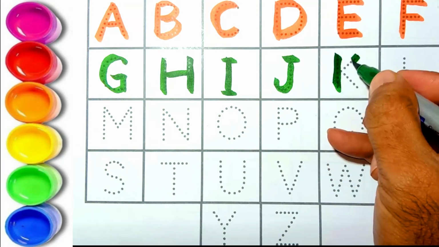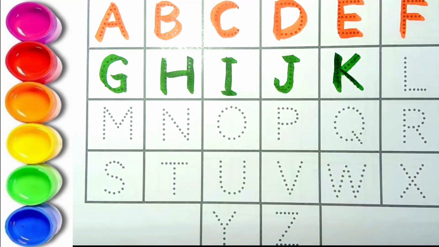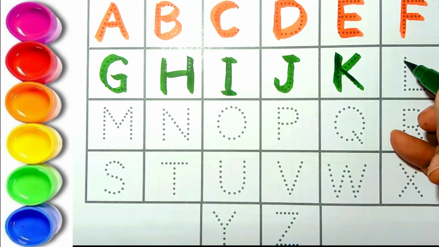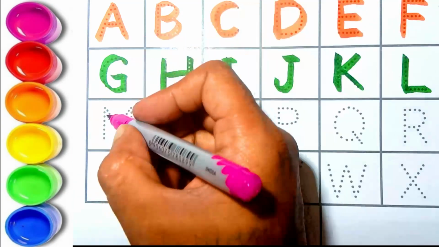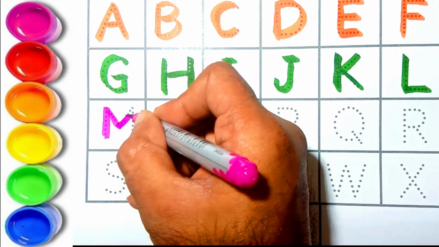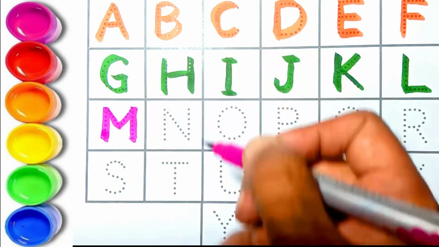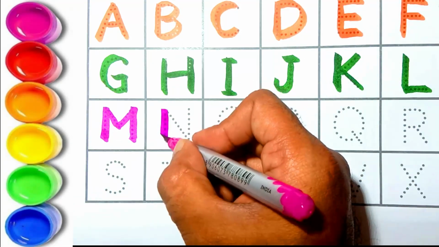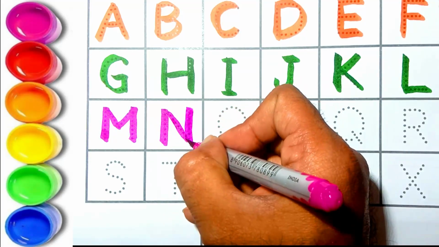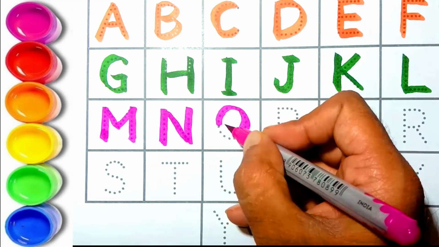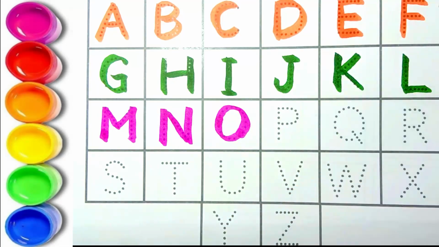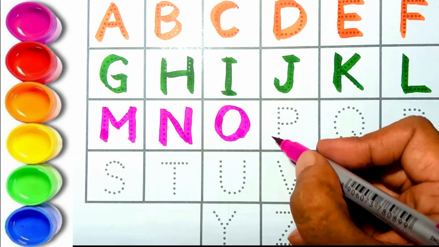K for kite. L for lemon. Pink color. M for monkey. N for nose. O for orange.